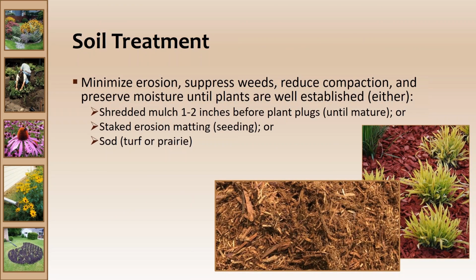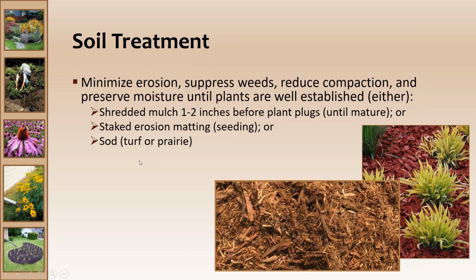Soil treatment is something that's required in the standard in order to accomplish several things: the erosion control, weed suppression, avoiding compaction, as well as preserving soil moisture are all big things about soil treatment. If you're using plant plugs, we require shredded mulch 1 to 2 inches, and you'll see a picture of that down here. We purposely said shredded, not the chip stuff, because the experience is that this stuff just floats around too easy and moves right out of place at the slightest flows.